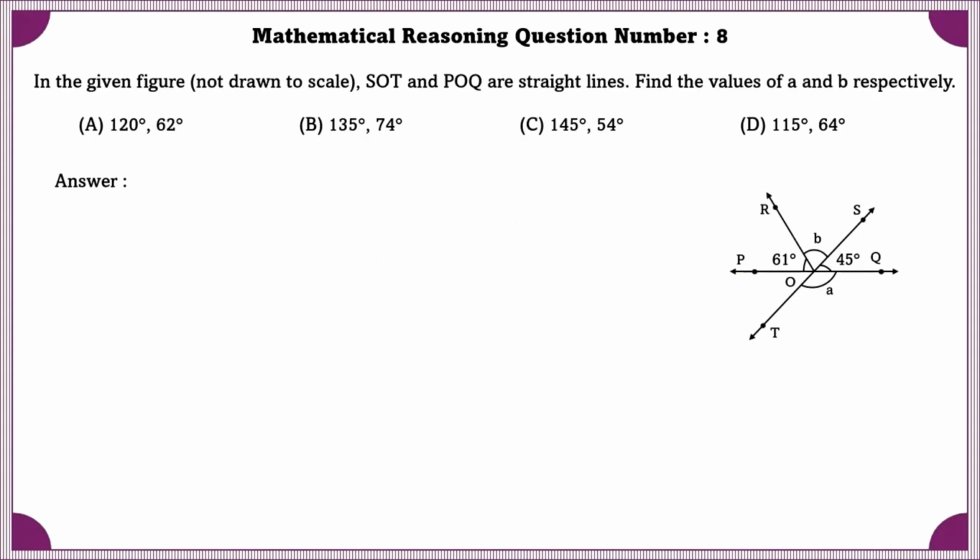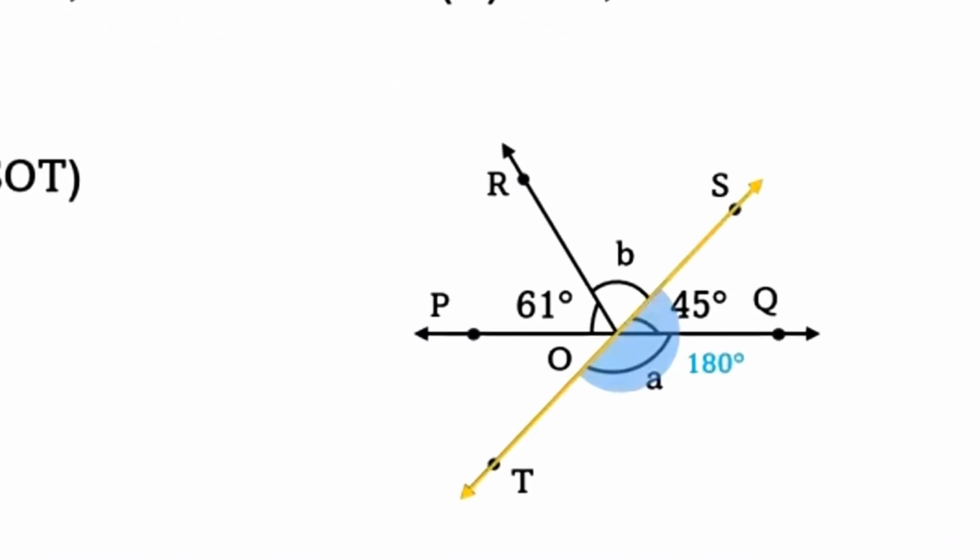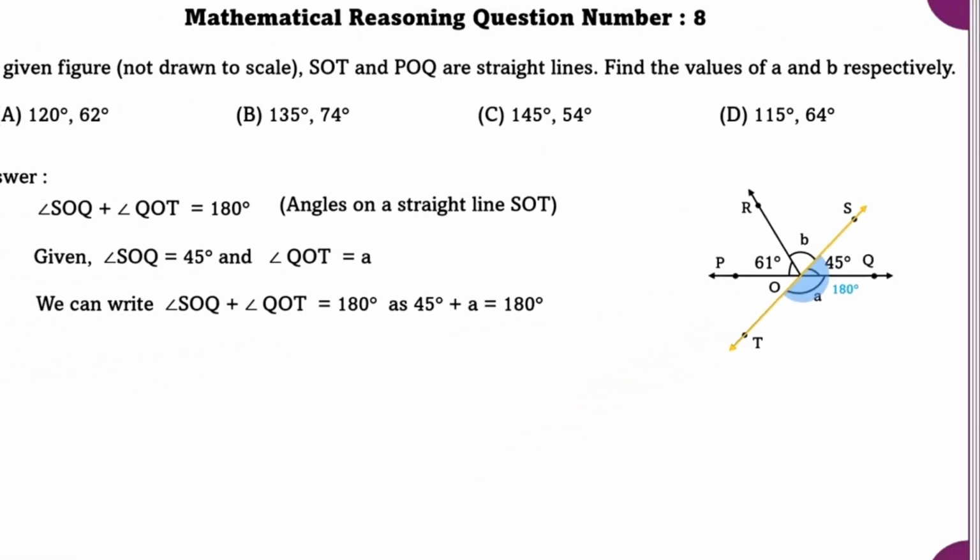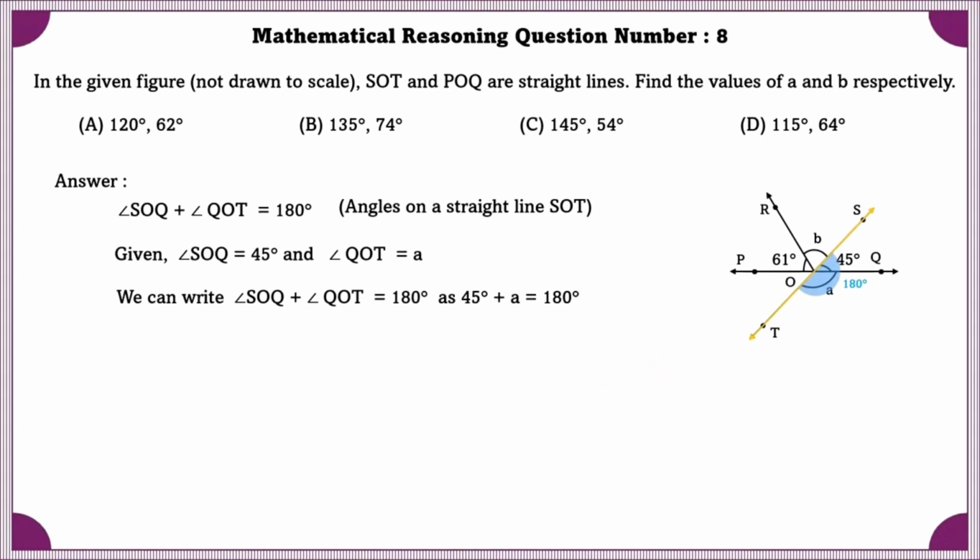Mathematical reasoning question number 8. In the given figure not drawn to scale, SOT and POQ are straight lines. Find the value of A and B respectively. Angle SOQ plus angle QOT is equal to 180 degrees, since they are angles on a straight line and form a linear pair. So angle SOQ is equal to 45 degrees as given, and angle QOT is equal to A. Since angle SOQ plus angle QOT forms a linear pair, we can substitute the value of angle SOQ and find the value of angle QOT.